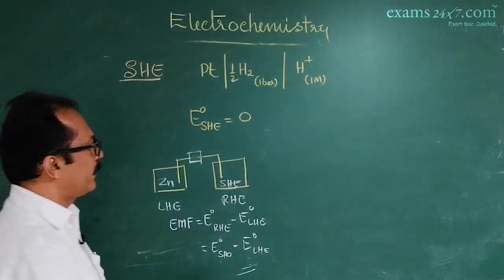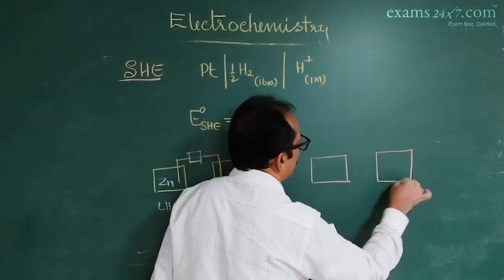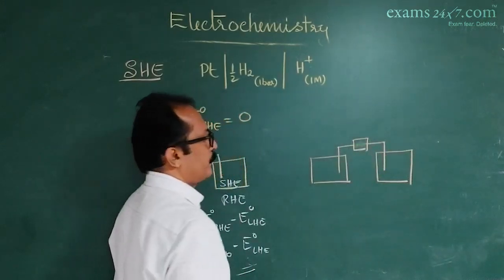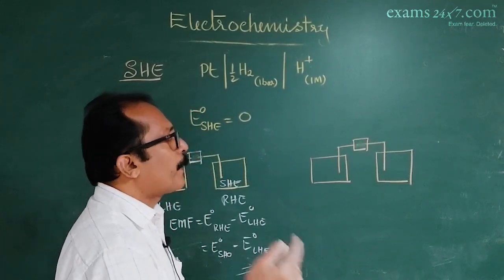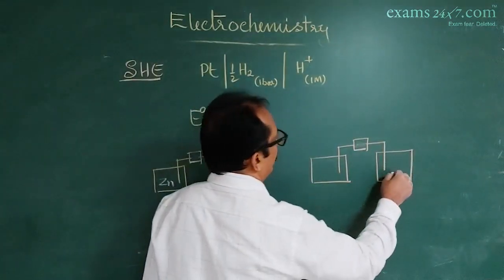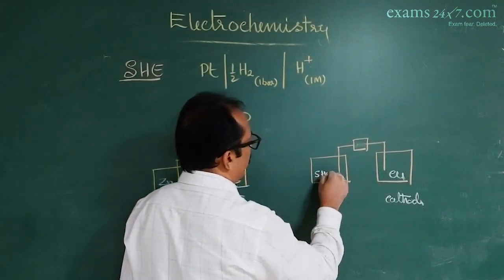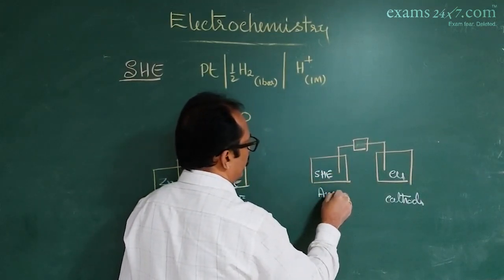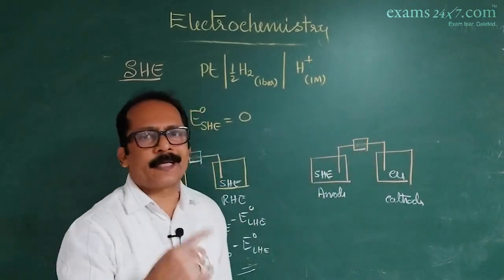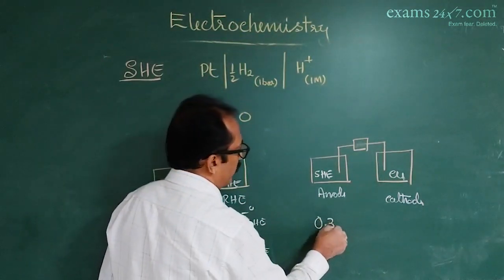Now, similarly, the standard hydrogen electrode is coupled with the copper electrode. Copper is less electropositive, so it acts as the cathode, and the standard hydrogen electrode acts as the anode. It gives an EMF of about 0.34 volt. I'll write 0.34 volt directly.